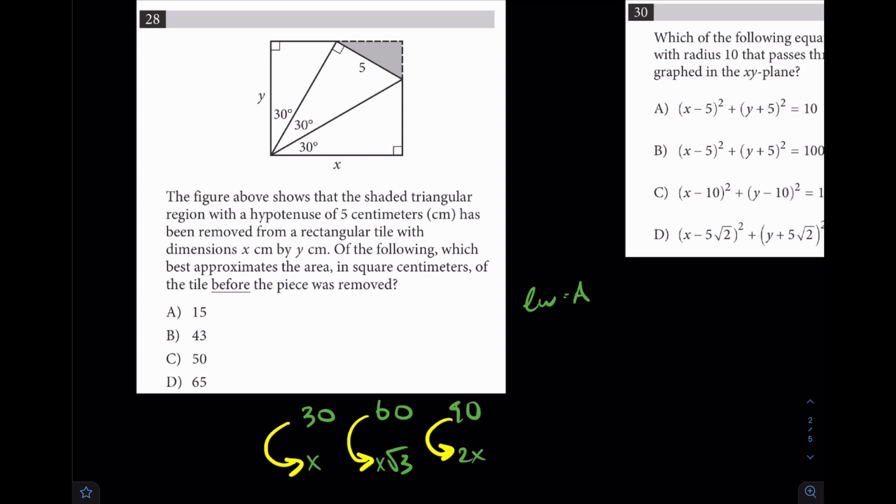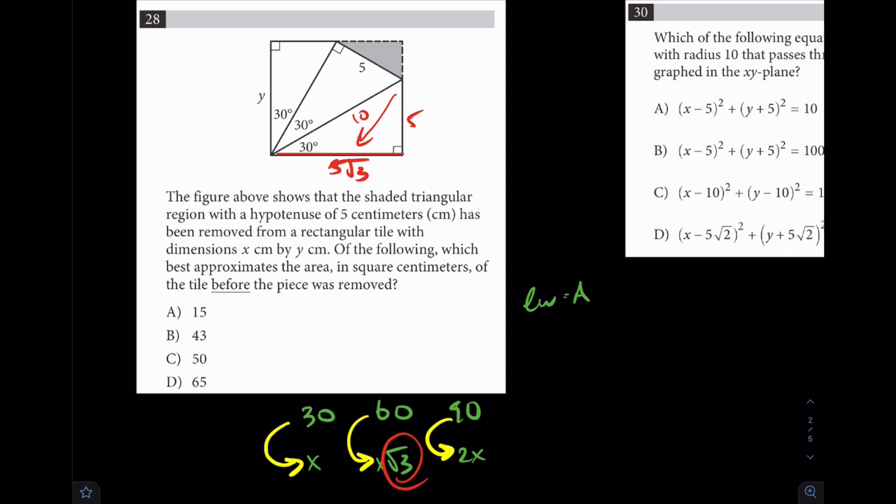So what does that mean for us? Well, first of all, across from the 30 is 5, thus this side is going to be 10. Walk with me, because remember, we're trying to get to this side x. What does that mean for us? That means that this side would be 5, again, across from the 30. And across from the 60, what do we have to tack on? 5 root 3. You need to tack on a root 3.